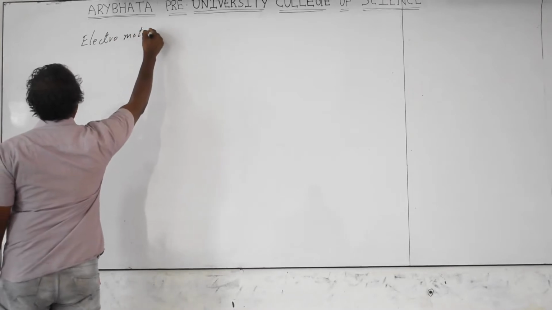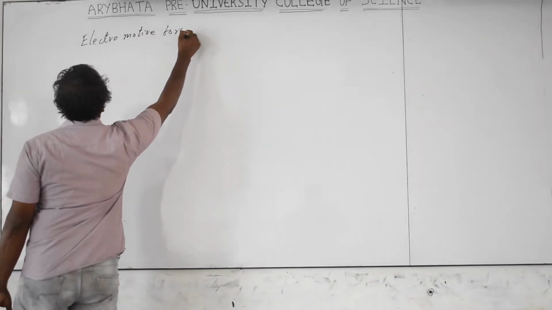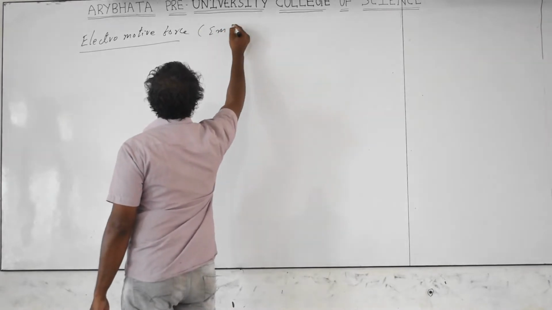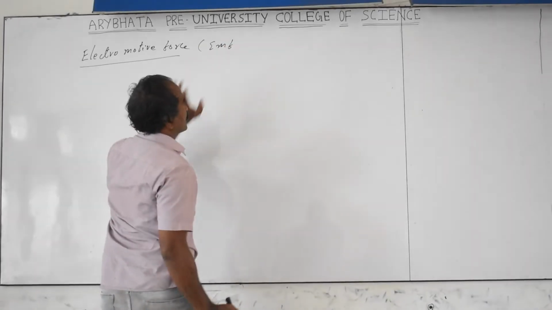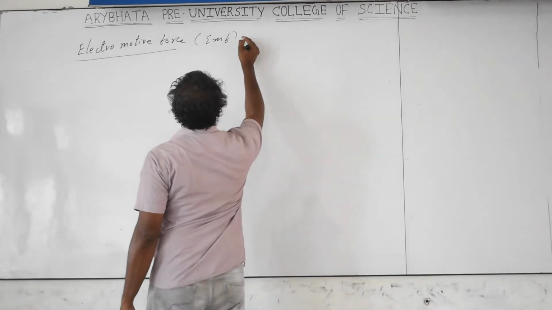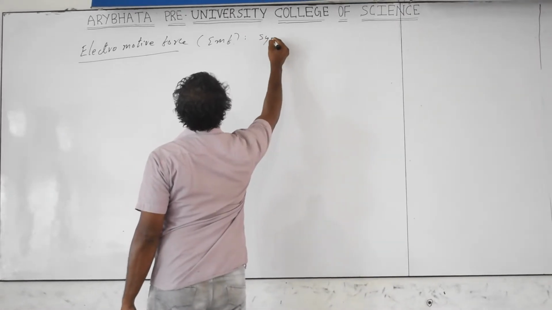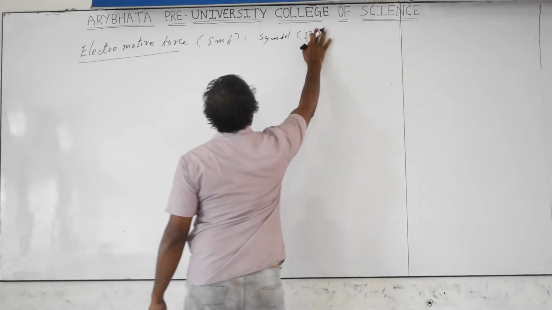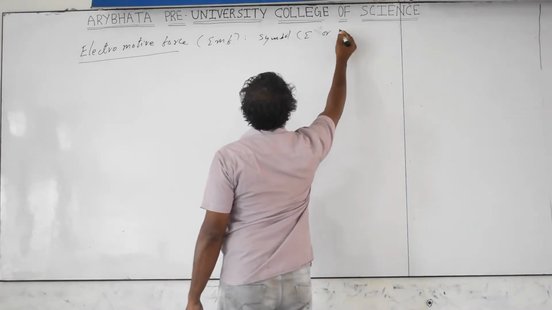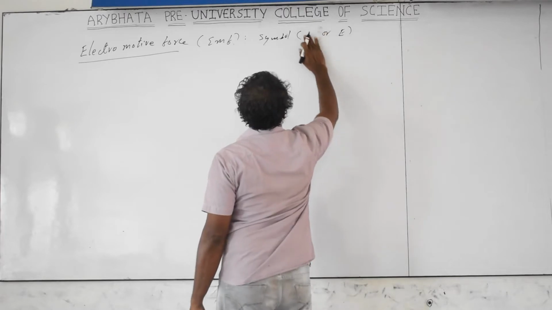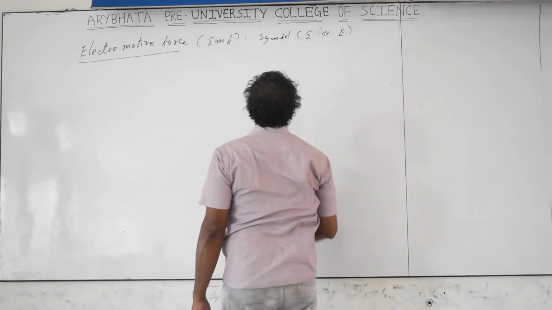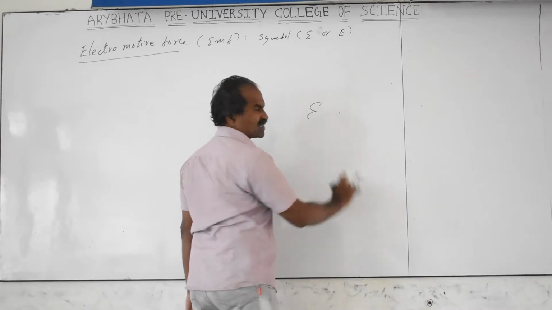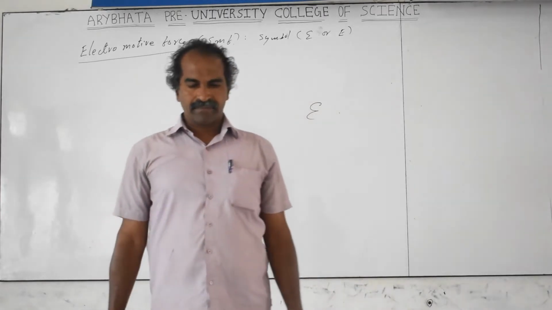Electromotive force. In short, it is called EMF, and may also be written with capital letters, EMF. The symbol is taken as E, or capital E, in this style. It is not epsilon. E is bigger in size, while epsilon we take smaller in size, but it looks like epsilon only. Okay.